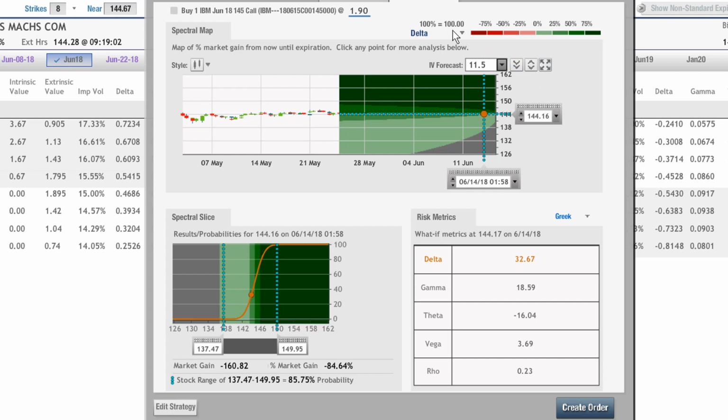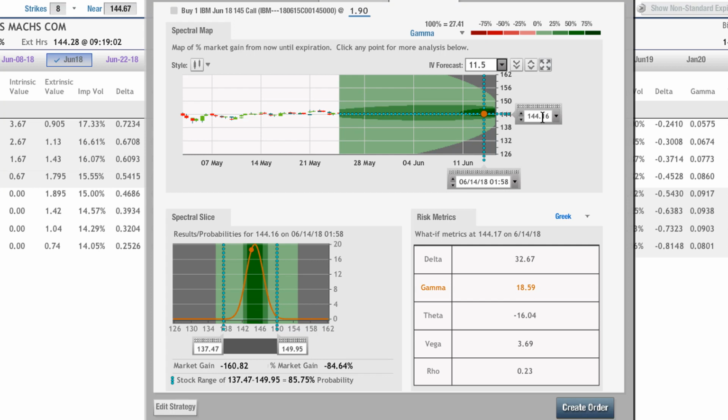I can do it with gamma. Let's see what gamma looks like. There's my gamma graph. All right, so gamma is going to be peaked right here at the money, which we talked about. All of your Greeks are maximized at the money with the exception of delta. But I can also see the value of those gammas at various stock prices and where they're going to change if the stock continues in that direction. So pretty handy tool.